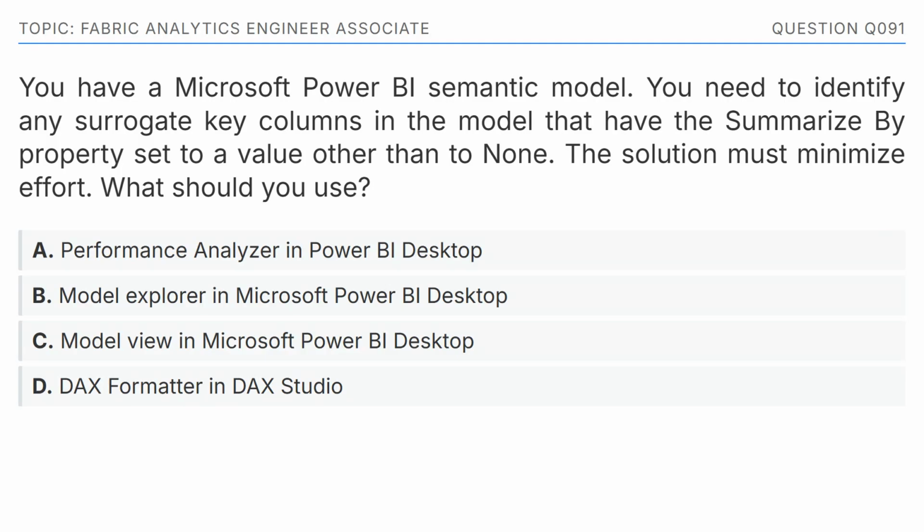You have a Microsoft Power BI semantic model. You need to identify any surrogate key columns in the model that have the Summarize By property set to a value other than None. The solution must minimize effort. What should you use? The options are: Option A, Performance Analyzer in Power BI Desktop. Option B, Model Explorer in Microsoft Power BI Desktop. Option C, Model View in Microsoft Power BI Desktop. Option D, DAX Formatter in DAX Studio.